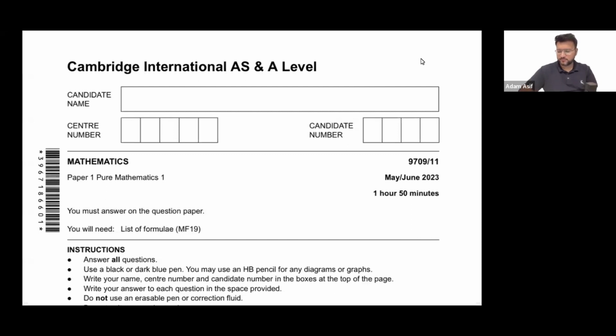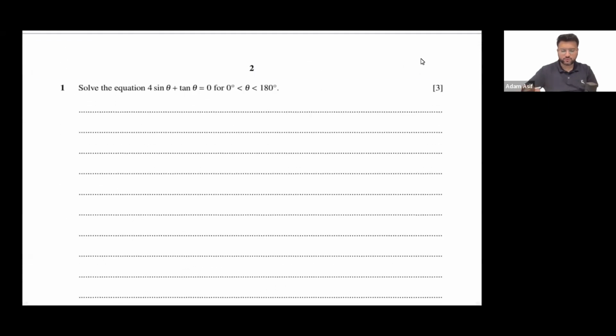Hi, in this class, I'm going to be solving May-June 2023 variant 1 for Pure 1. The first question is, solve the equation 4 sine theta plus tangent theta equals 0, where theta is greater than 0 and less than 180 degrees.